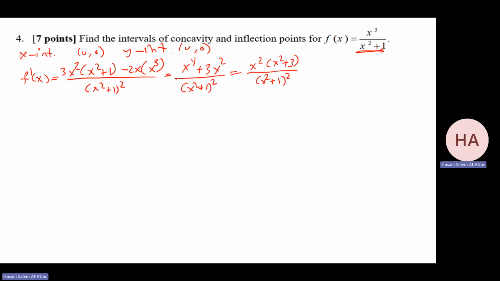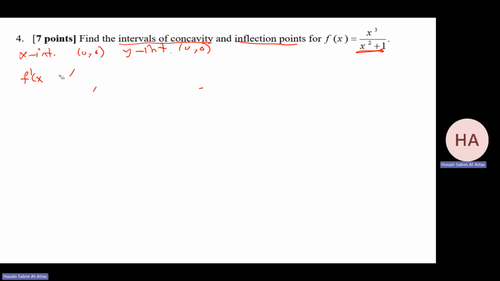You need the intervals of concavity and inflection points for this function. Yes, I need the second derivative. I'm not looking for the graph of the function. I need just another way to do it easier than this. Maybe I can do it easier by making it products.